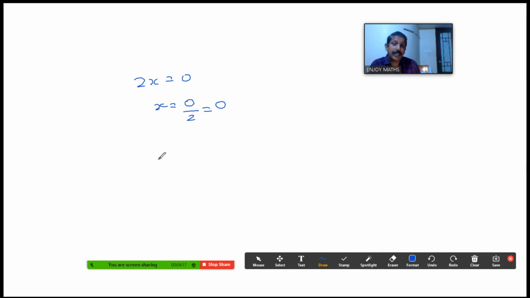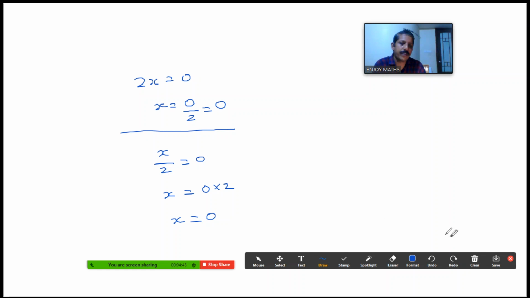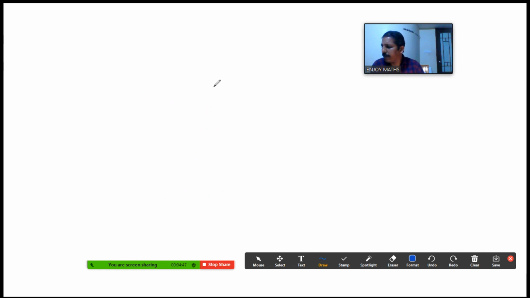Then one more idea I will say, x divided by 2 equal to 0. Then what happens? This is a new one. So this 2 goes this side as what? Multiplication. So x is equal to 0. So this is how you do it when you are involved with 0 or anything else. So the very simple operations only, nothing very difficult.